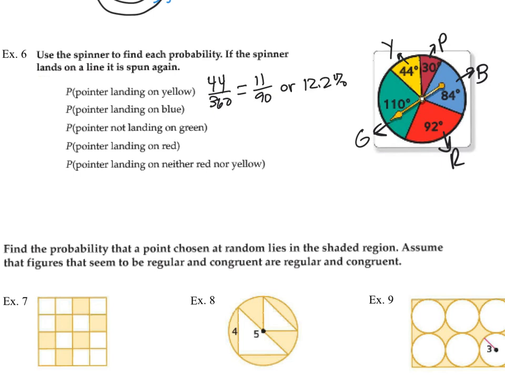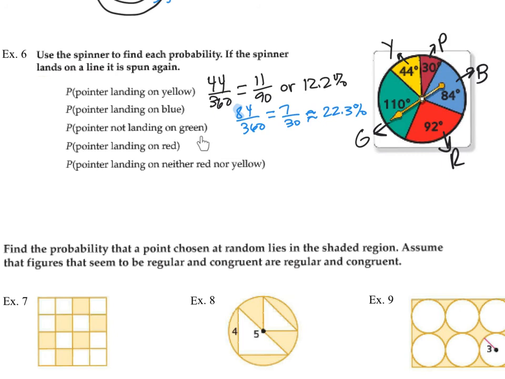All right, and then the second probability says, what's the probability that the pointer lands on blue? Well, this blue sector has a central angle of 84 degrees, so that probability would be 84 out of 360, which reduces to 7 out of 30, or that would be approximately 23.3%, all right?